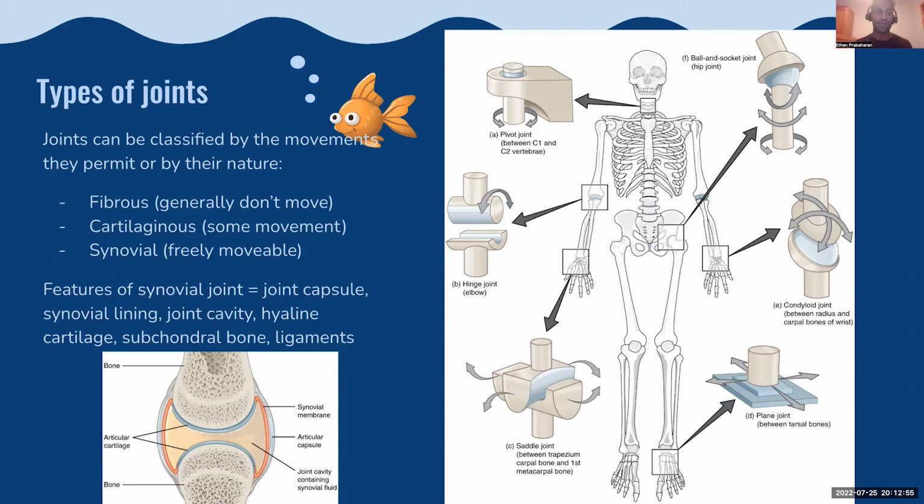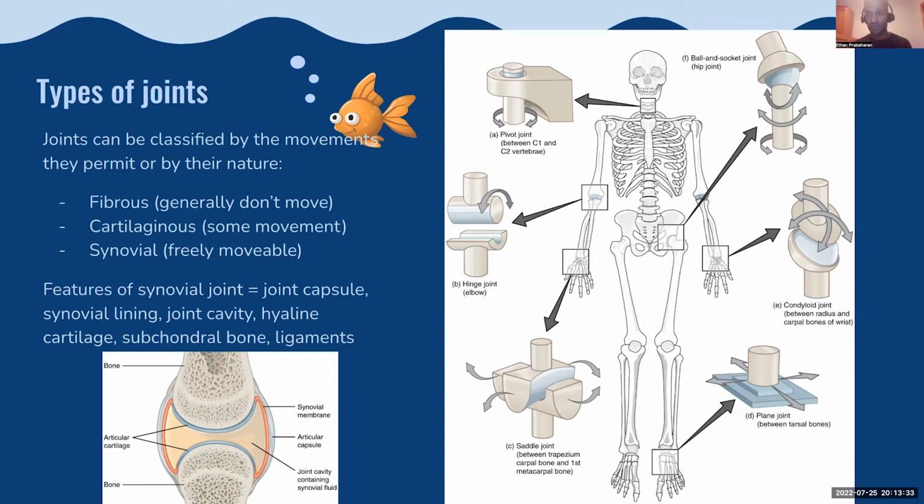So fibrous joints generally don't move. You might get fibrous joints in your spine, for example, which have very little movement. Cartilaginous joints are cartilage joints, and they permit some movement, whereas synovial joints, which are going to be the joints that we talk about today, are freely movable. So for example, your wrist, your elbow, your shoulder, they're all synovial joints. And as I've mentioned before, there's going to be a trade-off between mobility and stability. So these ones are the most mobile. They're also the least stable, okay?